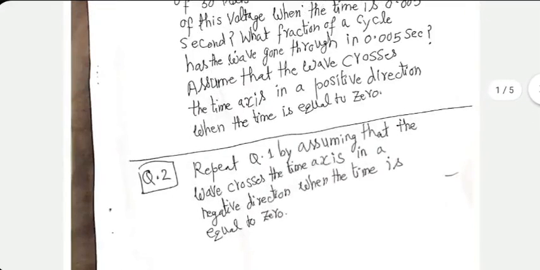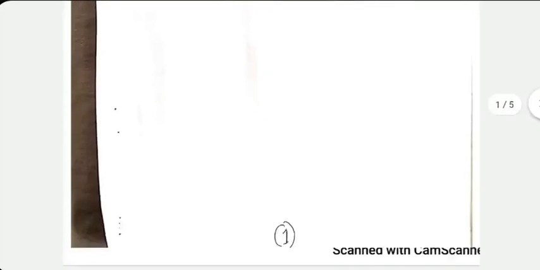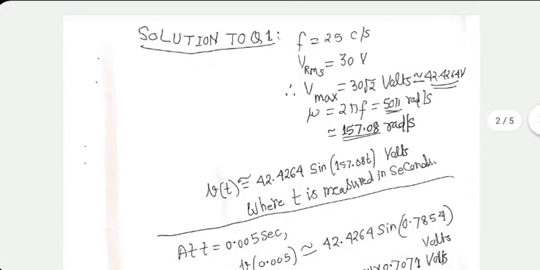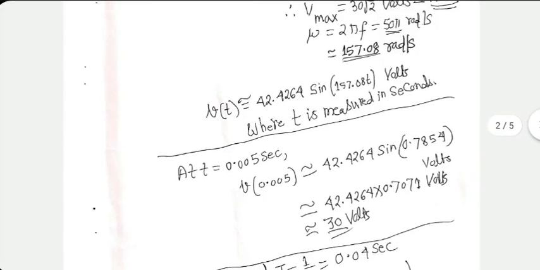They also want a few other things. What is the value of this voltage when the time is 0.005 seconds? So you simply put small t equal to 0.005 in the proposed equation. Do the calculation, you get the answer as 30 volt. I hope my calculations are correct.